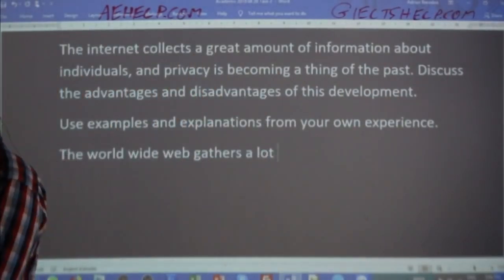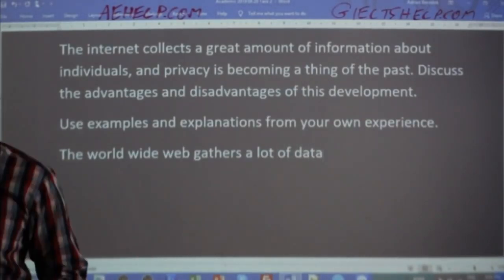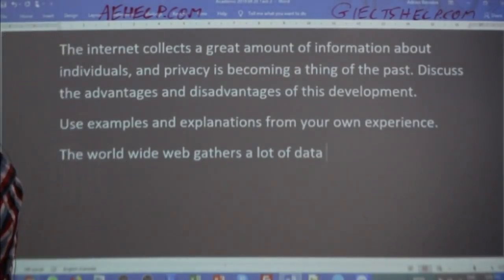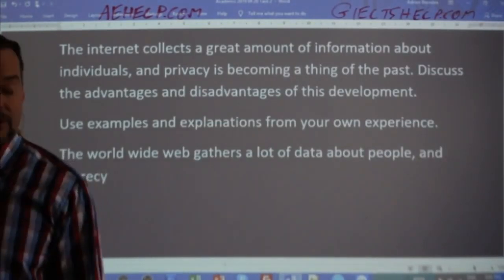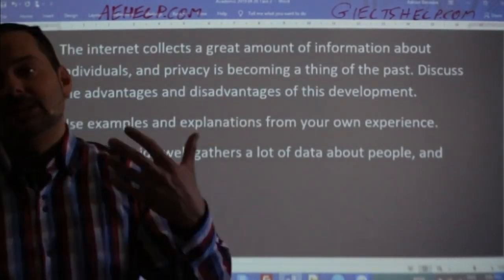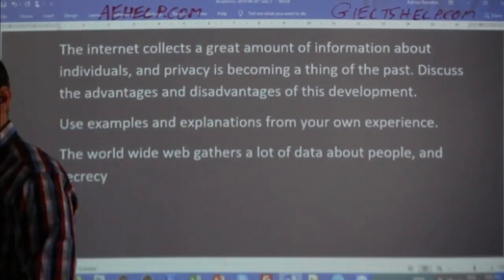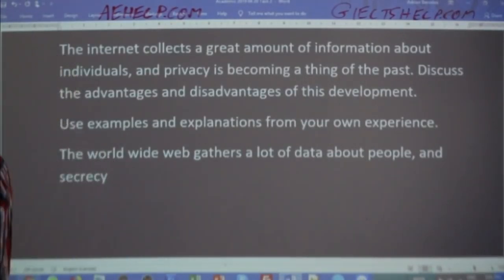Fantastic. Okay, so the World Wide Web gathers a lot of data. Data is another way to say information, right? So the World Wide Web gathers a lot of data about people instead of individuals. And secrecy. Secrecy is a good way to say privacy, right? When we're being private, we're being secret, we're keeping information to ourselves. So secrecy is becoming rare, right?